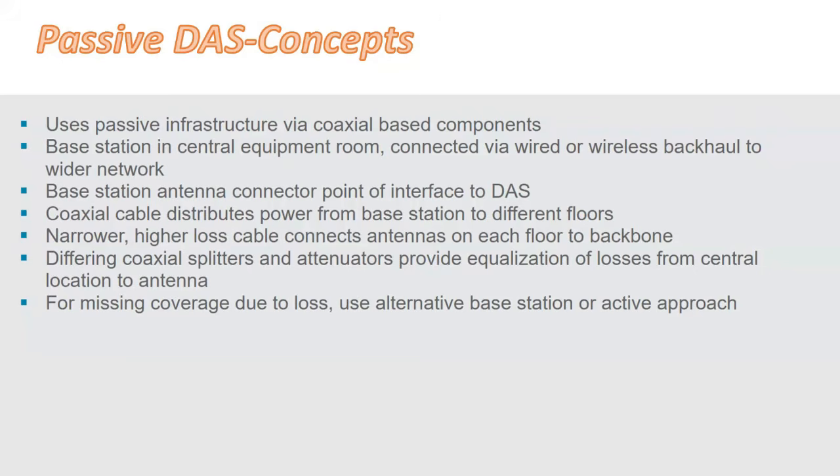So passive systems tend to apply mostly to small to medium sized buildings where coverage is provided by multiple operators in the same building. Multiple base stations are located in the equipment room and combined together, so that the cost of installation of DAS can be shared among the operators. So in this case, it's important to ensure that the combiner provides sufficient isolation among the various operators, right? And we can use different kinds of splitters and couplers so that we can have almost equal power at the end, right? This is one example.